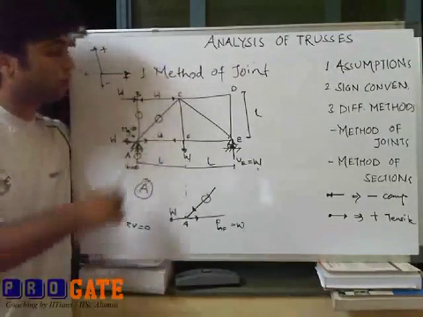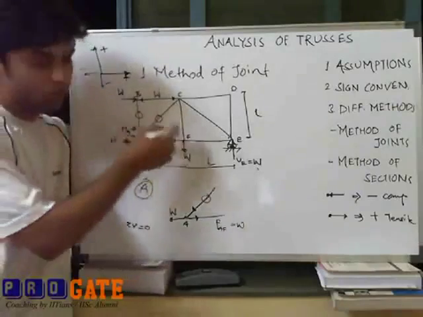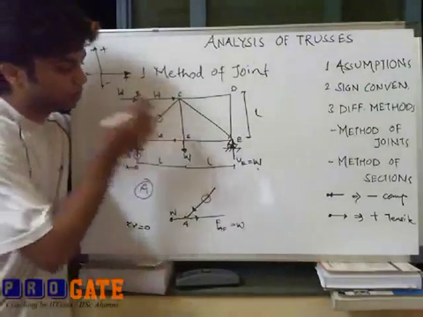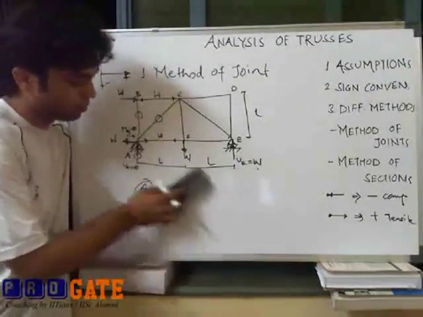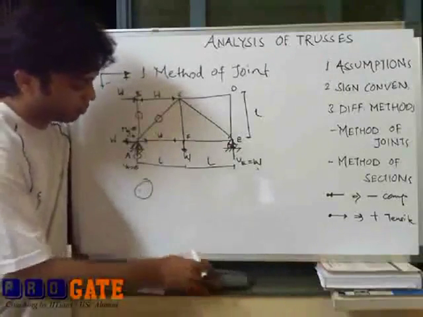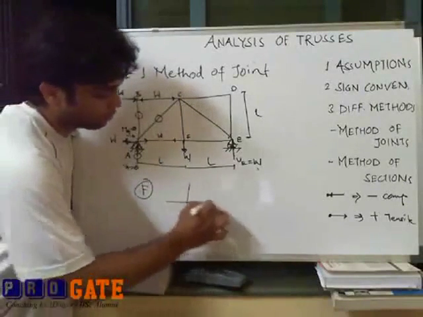So we are done with 1, 2, 3, 4 members. Now we can move on to this joint, joint F. What is there in joint F?